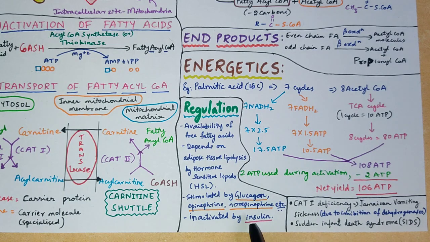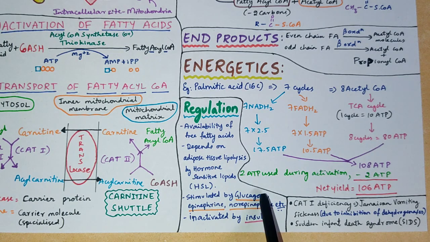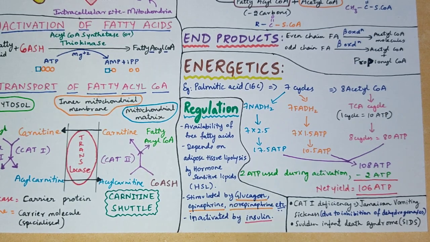How to remember this? There is 'in' in insulin, 'in' in inactivated. So if insulin is there, then the metabolism is inactivated. Opposite to insulin is glucagon. So when glucagon is there, this metabolism is stimulated. In the same way, the presence of epinephrine and norepinephrine will stimulate this metabolism to occur inside the cell.